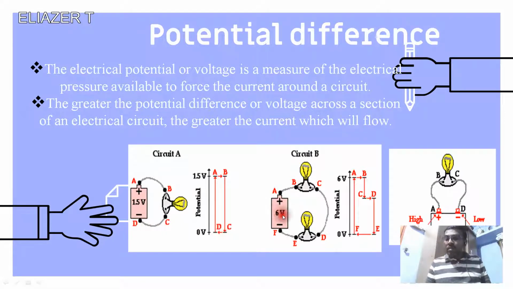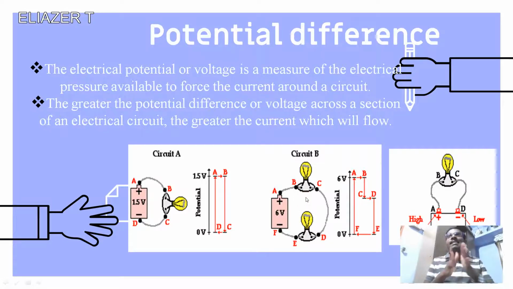Look at this diagram. A 6 volt battery is connected to power two lamps. From A to B, there is no difference, 6 volts. From B to C, one lamp is connected, so there is a voltage variation. From C to D, the same voltage continues. From D to E, another lamp offers resistance, so the voltage is getting reduced. And from F to E, zero potential. So this is the difference.